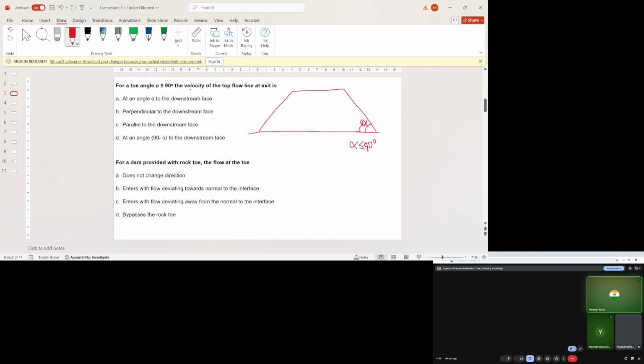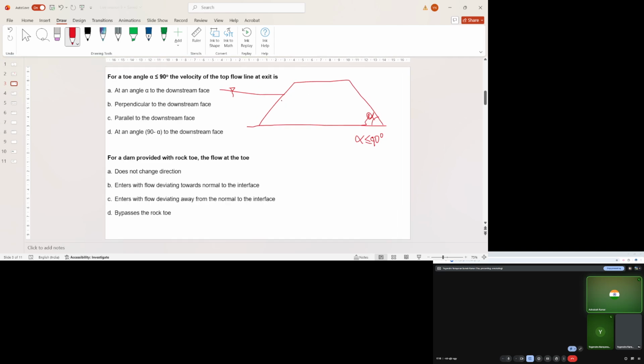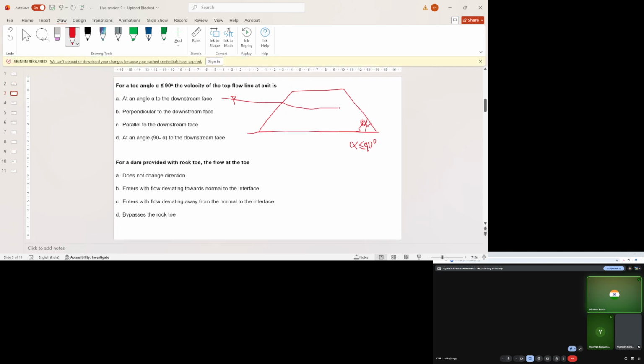the velocity of the top flow line at the exit is, so it comes here, and the top flow line comes and meets here, right? So after this, once it meets the outcrop point, what will be the velocity? That means what is the direction of velocity? Any idea?